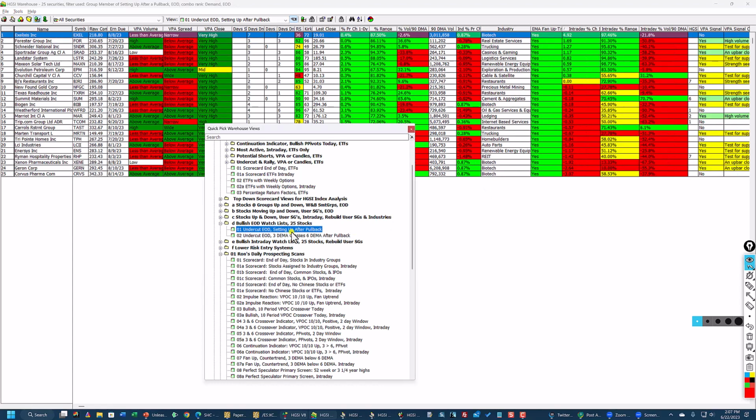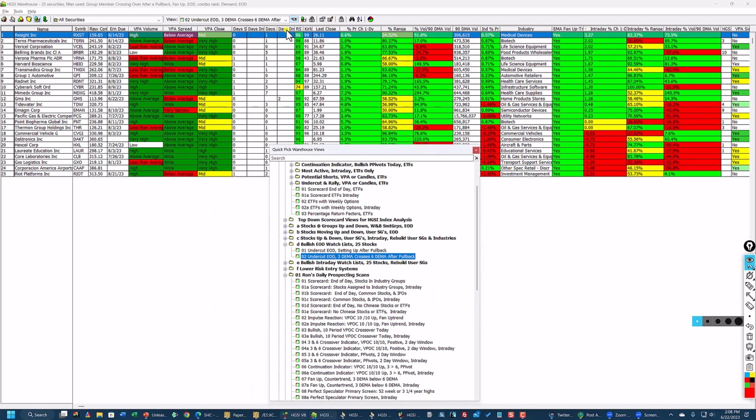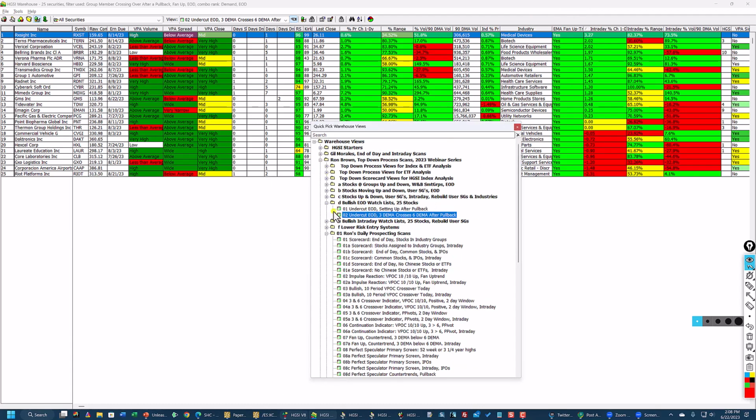Now, okay, this is setting up after the pullback. This is the undercut, and you can see on the undercut, this is the cross, the 3 crossing the 6, and you can see that some of these are following through today. So I have both the end of day and the intraday in here. Now, as you can see, it's a little bit clumsy going into some of these views.